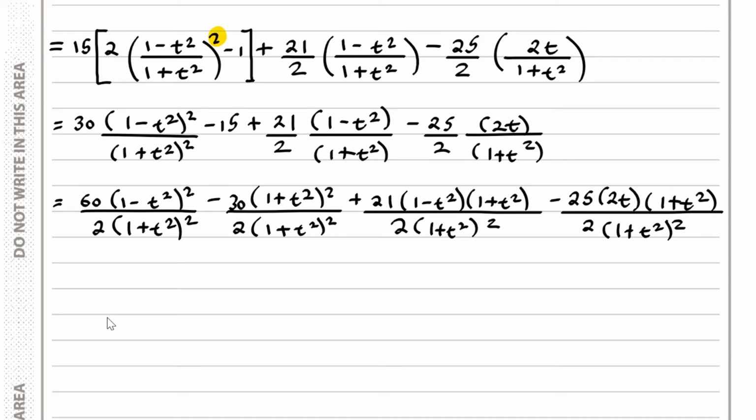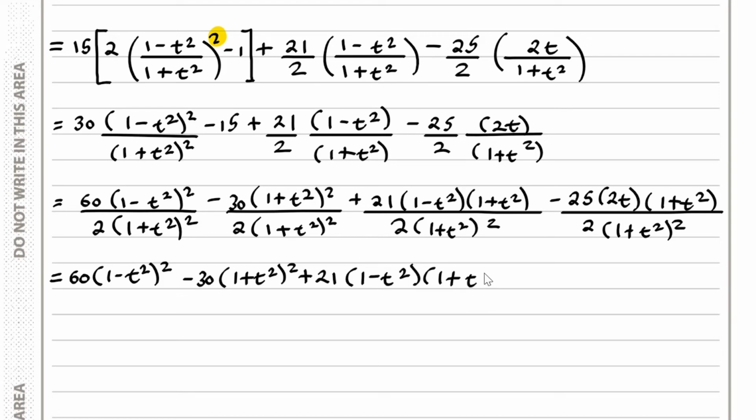But after that, we simply have to combine everything on the top. So we have 60 lots of (1 minus t squared) squared, minus 30 lots of (1 plus t squared) squared, plus 21 lots of (1 minus t squared) lots of (1 plus t squared), minus 25 lots of 2t lots of (1 plus t squared).